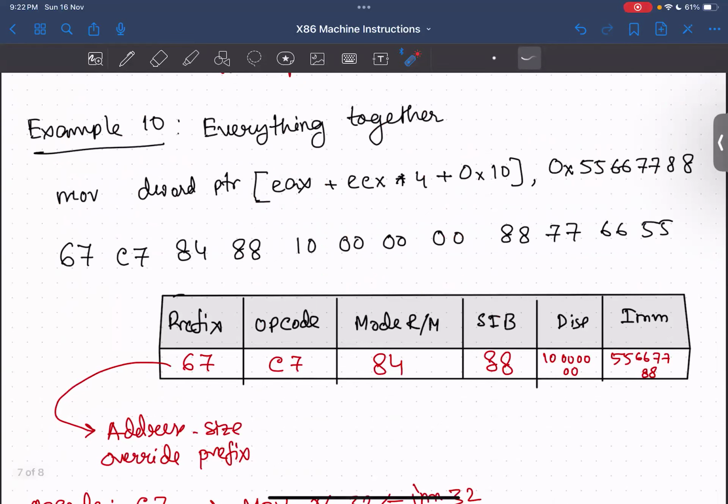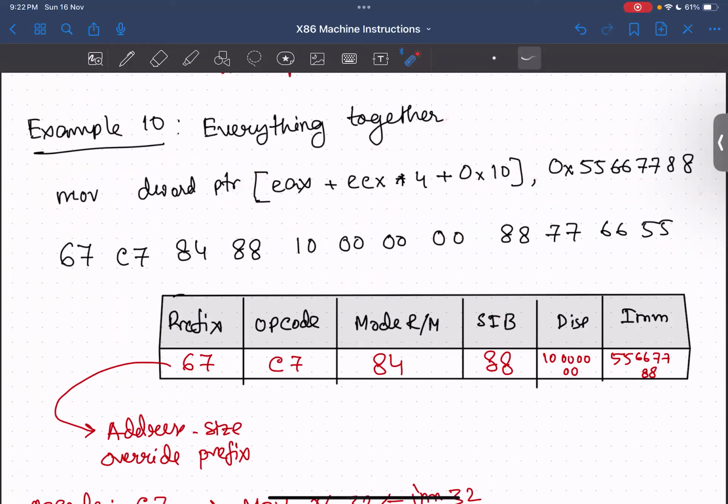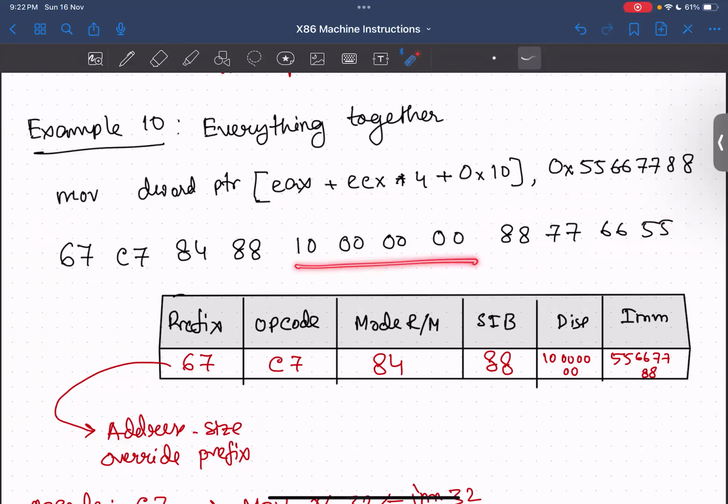So the instruction may look like this. You have a move opcode, and then you have this immediate value, and you're transferring it to whatever memory address this is pointing to. Okay. And if I have to write the hex code or byte code of this particular instruction, it's a very big one, right? And you can clearly see your 5566778 immediate value, and the rest will follow. So this is basically the displacement.